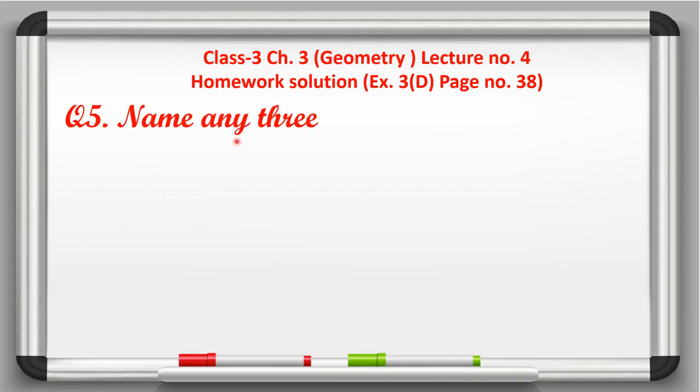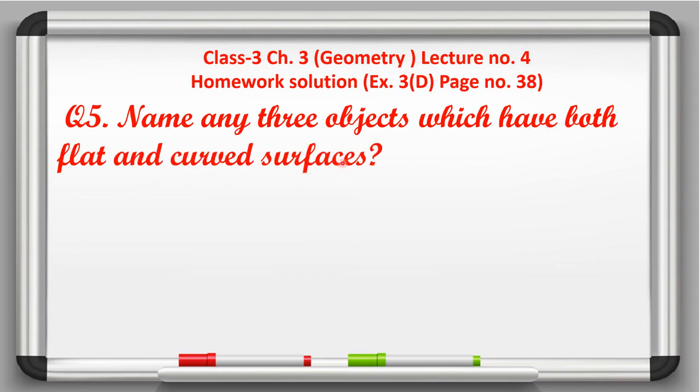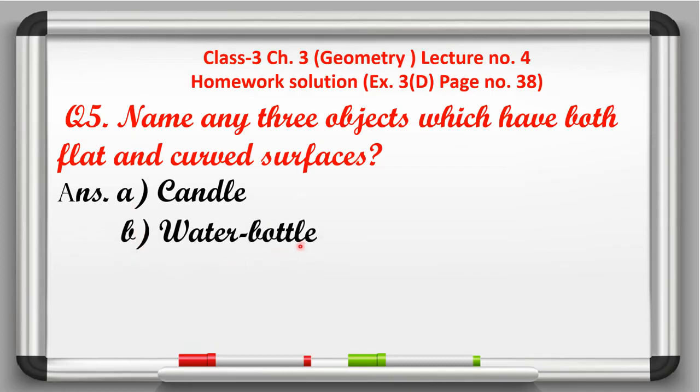Okay, question number 5. That is, name any 3 objects which have both flat and curved surfaces. So we have to find out now those objects which have both flat and curved surface. So here we will write number 1 is candle, B, that is water bottle, and in C, traffic cones. Understood, beta? These are the examples of flat and curved surface objects. Understood, beta? Thank you.